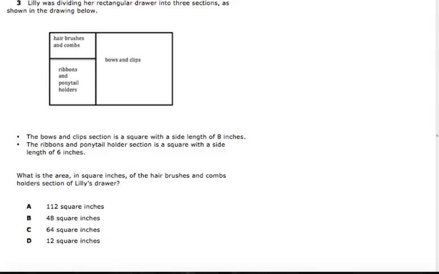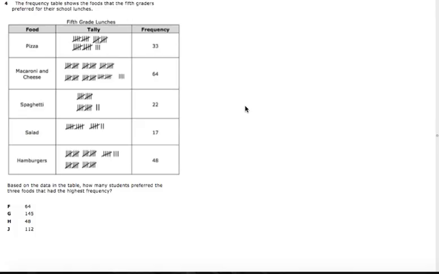A. 112 square inches. B. 48 square inches. C. 64 square inches. D. 12 square inches. Number 4. The frequency table shows the foods that the 5th graders preferred for their school lunches. Based on the data in the table, how many students preferred the 3 foods that had the highest frequency?